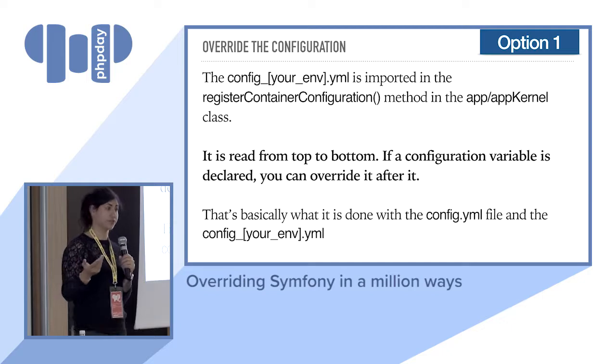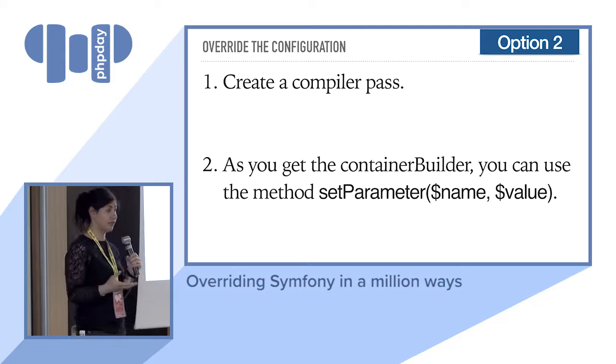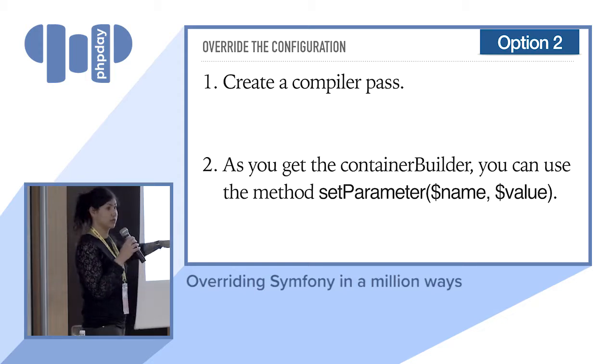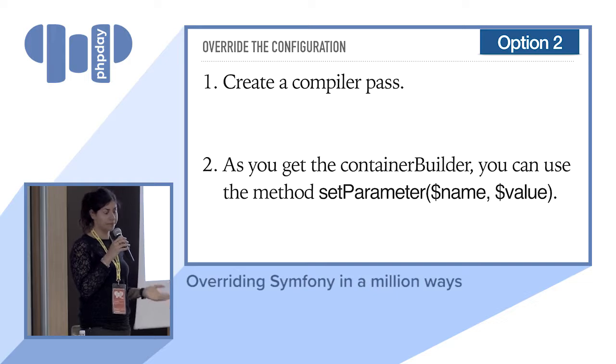This is the first way to override configuration. The second option, again, is to create a compiler pass. As I told you before, you can do whatever you want with services, but also with parameters. And as you can access the container builder, you have a special method called setParameter, really easy, name, value, and that's it.